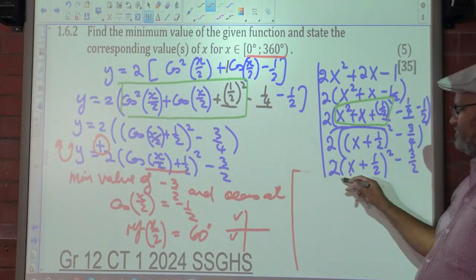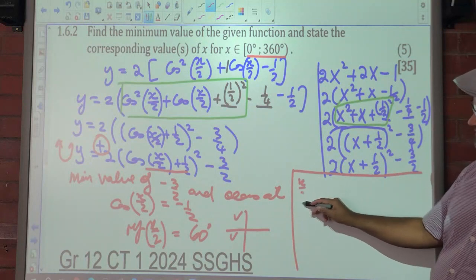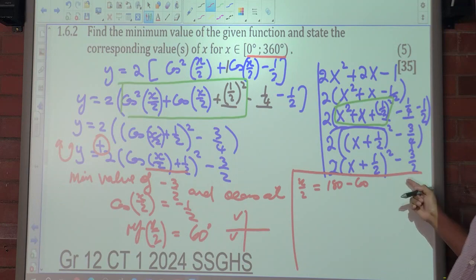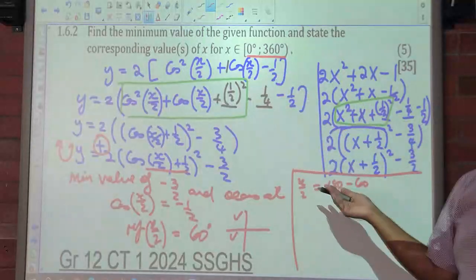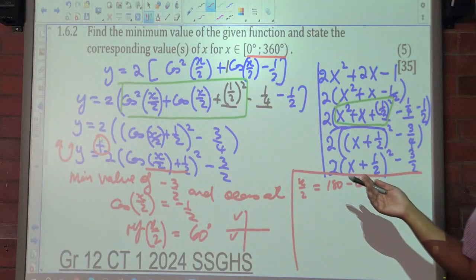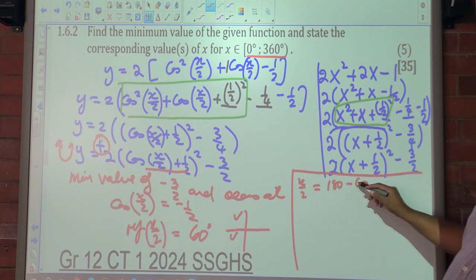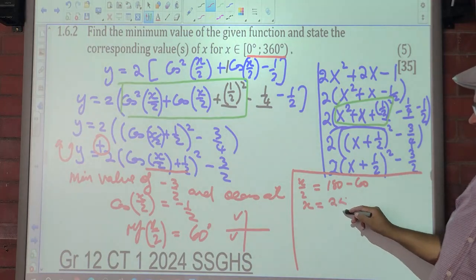So how do we get into quadrant 2? x over 2 is equal to 180 minus 60 plus k times 360. But because we know it's from 0 to 360, it's not going to affect us really. Okay. So we say 180 minus 60 is 120. And 120 times 2 is 240 degrees.